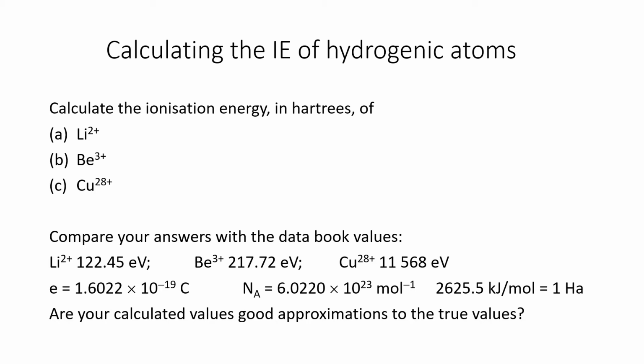using our equation for the ionization energy of a hydrogenic atom, we can now calculate what we think those ionization energies ought to be and compare them with the experimentally determined ones. And so that's the exercise. And then you're asked, when you calculate these energies and compare them to the experimental ones, are they good approximations? Is the equation a good approximation? So what you might like to do is pause this now, have a go, and then I'll show you the solutions in just a second.